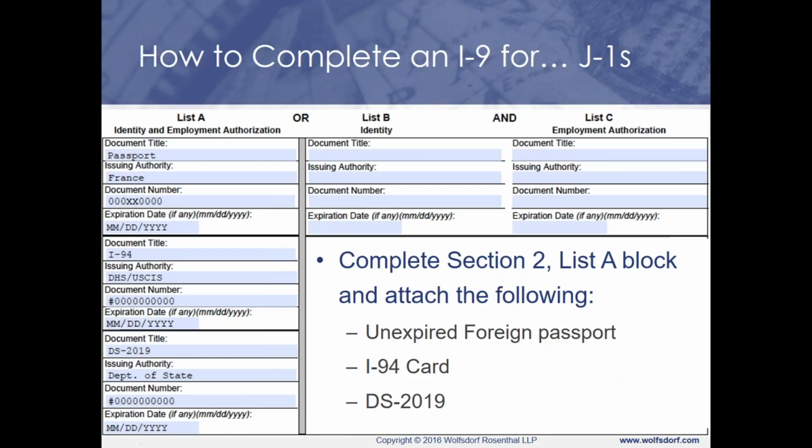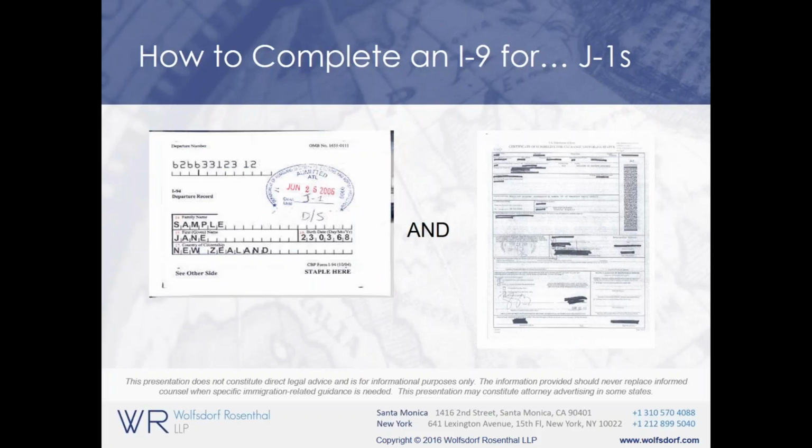If you're filling it out for J1s, in this case, you have to include the unexpired foreign passport, the I-94 card, and the DS-2019, which is a slightly different document, and you'll see that here on the right. So again, you've got your I-94 and your DS-2019 for a J1.